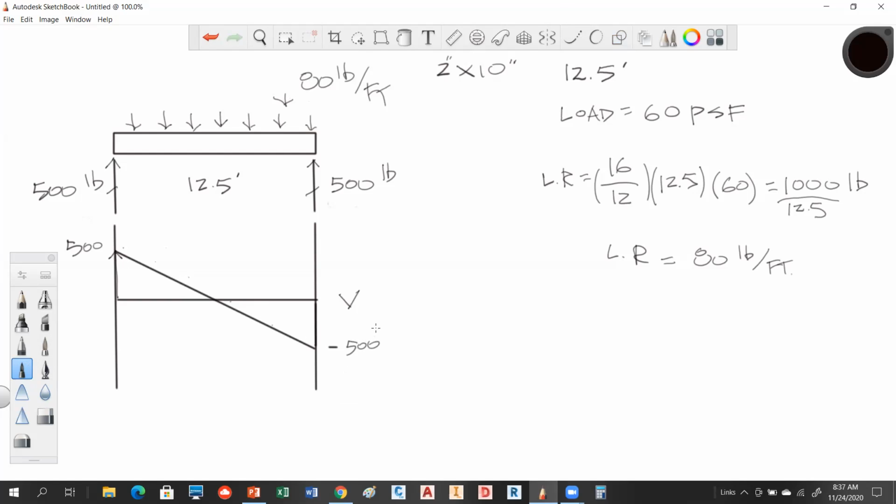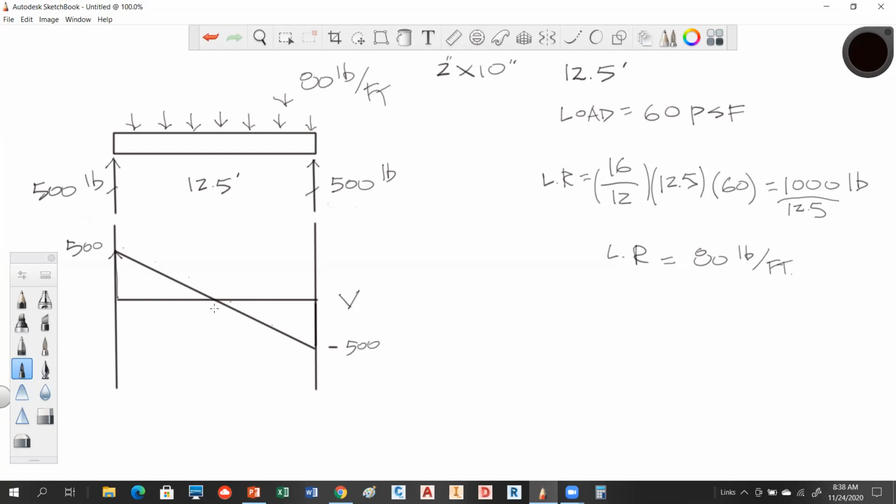So we have maximum shear occurring where? 500. Yes, you gave me the value, but I didn't ask you the value. I asked you where it occurred. Where does it occur? It occurs at the two reactions. Okay, that's fine. No problem.